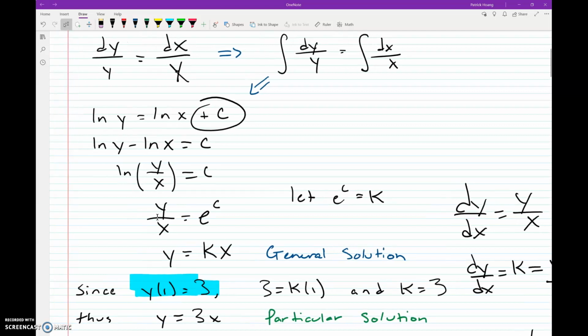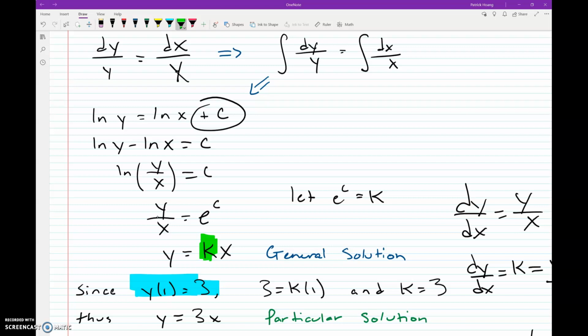Now remember, this is just a general solution, right? There's a whole family of functions that satisfy this differential equation. Namely because of this k, right? K could be 2, k could be negative 100, k could be 1, right? But no matter what value k is, it's still going to satisfy our differential equation.